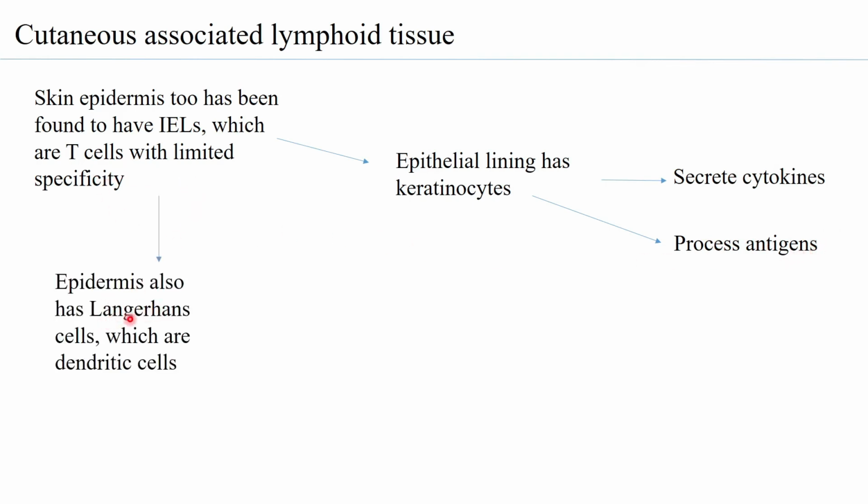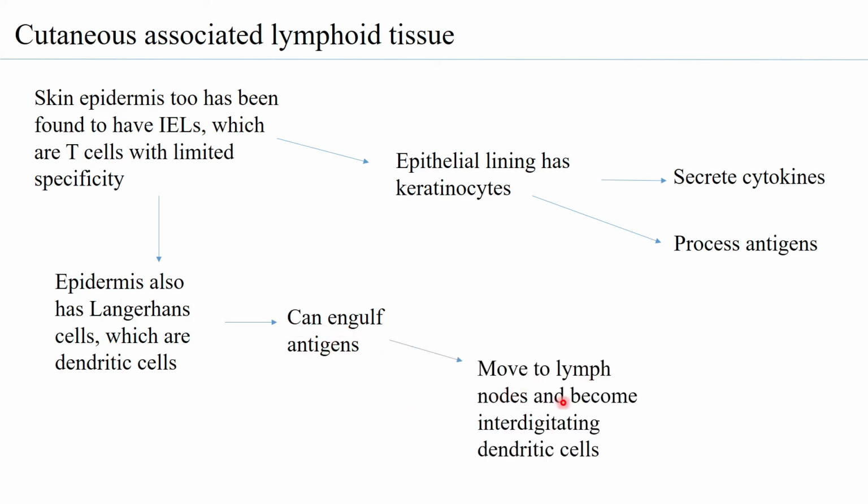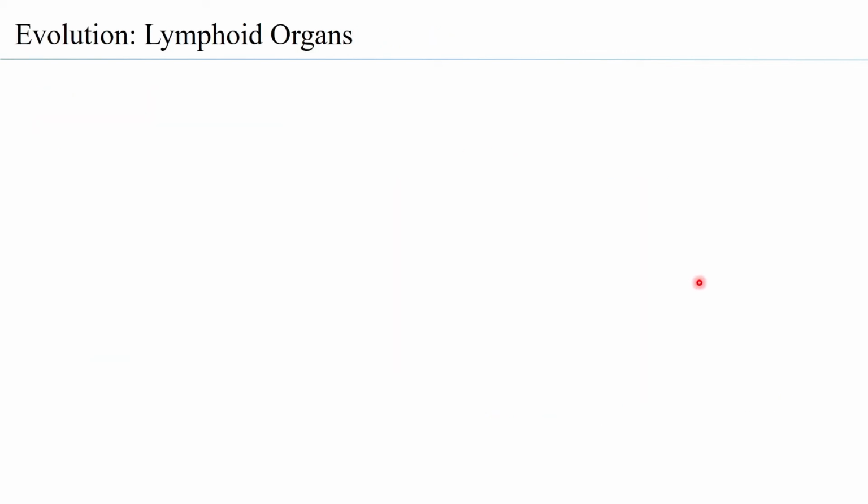The epidermis also has Langerhans cells, which are dendritic cells. These Langerhans cells are able to engulf antigens. In fact, they are dendritic cells which are not interdigitating. So they can engulf the antigens, and having engulfed the antigens, they can move on to the lymph nodes, and there they become interdigitating dendritic cells. Now, as interdigitating dendritic cells, they are able to process the antigen, and having processed the antigen, they activate the T helper cells, and the T helper cells in turn will activate the B cells, and those B cells get differentiated into plasma cells, and plasma cells will produce the antibodies.